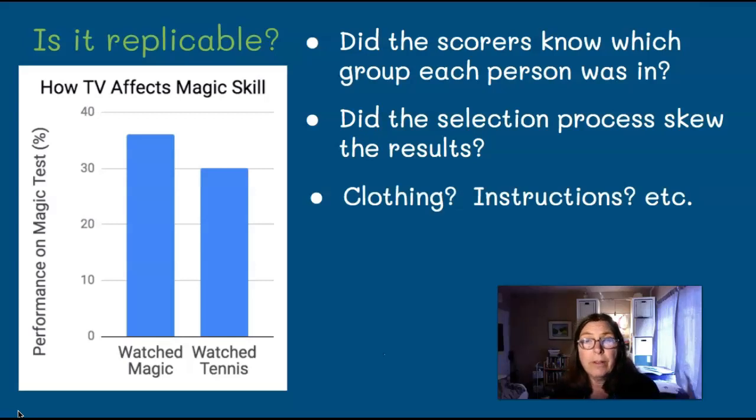There could be all kinds of confounding factors. Maybe the people who take the magic test and who had watched magic shows on TV had clothing that made it easier to do magic tricks. Maybe there were some instructions on the TV show about how to do magic that the tennis watchers did not get. Any number of things could have confounded this experiment, so we need to design a better experiment.